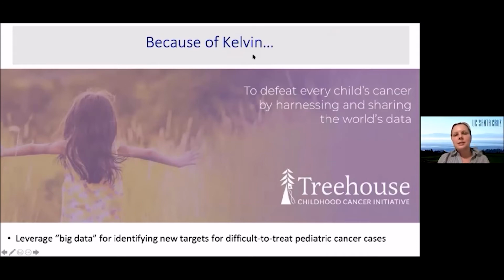So the patient's name was Kelvin, and he wanted his name known. He actually asked for his name to be used in presentations rather than patient one, and so I'm honoring that wish. And so Treehouse was started because of Kelvin, and the goal of Treehouse was to leverage big data sets, so these large shared data sets, for identifying new targets for difficult to treat pediatric cancer cases.